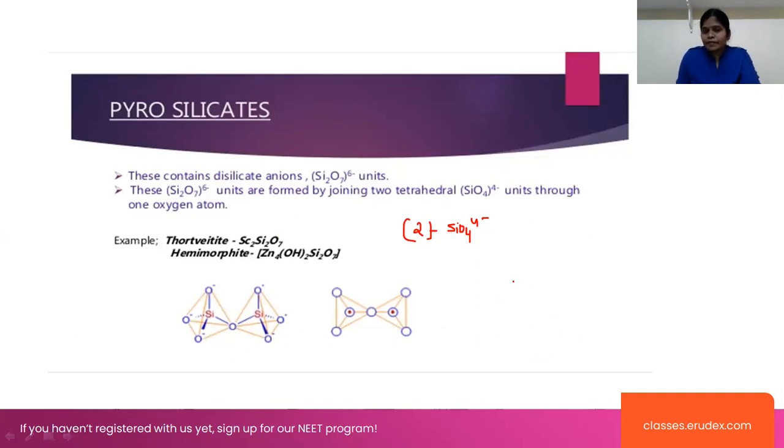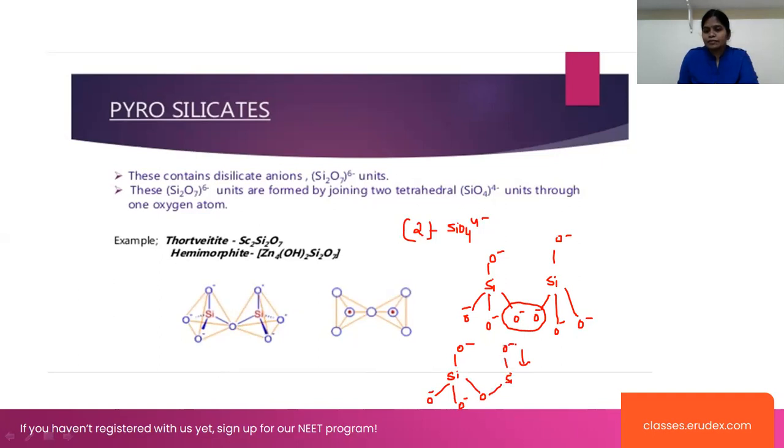Look at here. We are taking this Si, oxygen minus, oxygen minus, oxygen minus, oxygen minus. Now Si, oxygen minus, here also oxygen minus, oxygen minus, and oxygen minus. These two oxygen atoms will be combined so that only one oxygen atom is linked in between these two SiO4 units. Then we will get the structure, SiO4 minus, oxygen minus, oxygen minus. Here oxygen is linked with the silicon atoms.